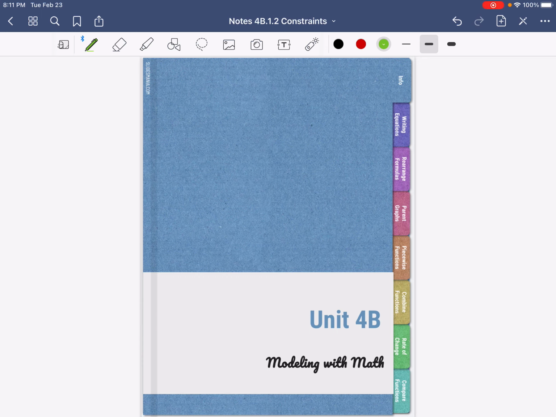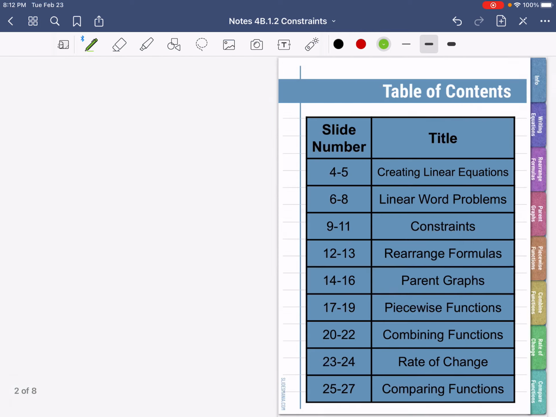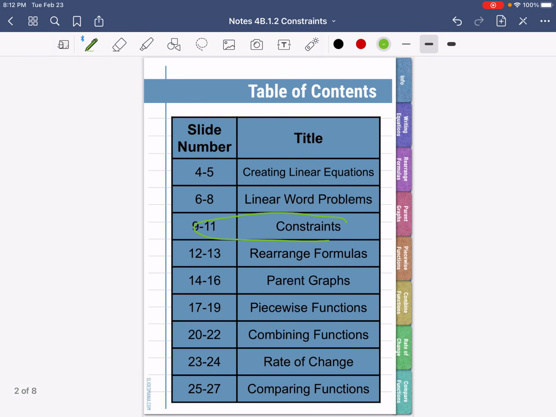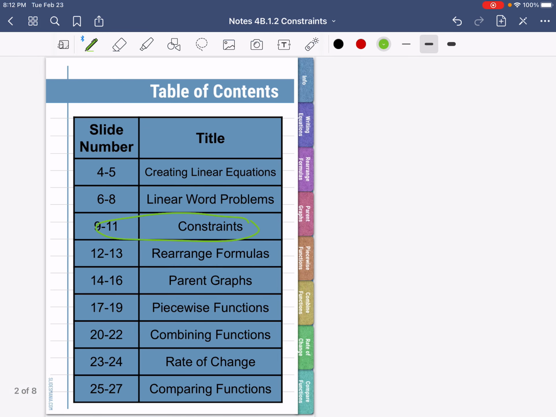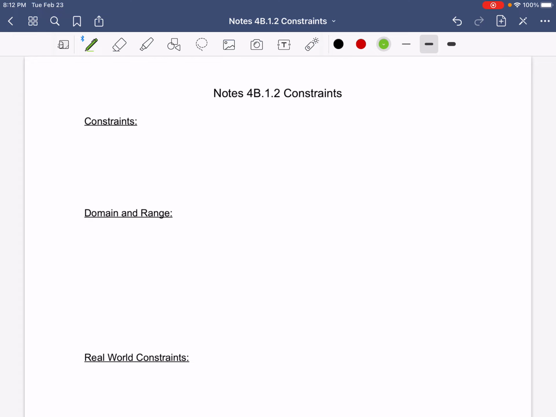Hey guys, these are our notes for Unit 4B.1.2, which is on constraints. It's going to go into our digital notebook on slides 9 through 11. So at the top of your paper, you can put your title, Notes 4B.1.2 Constraints. Constraints are basically just restrictions on real-world problems.